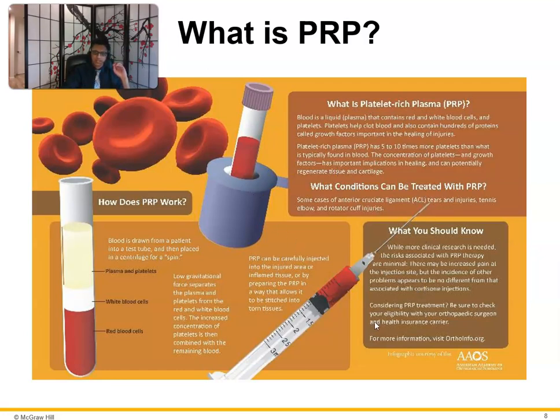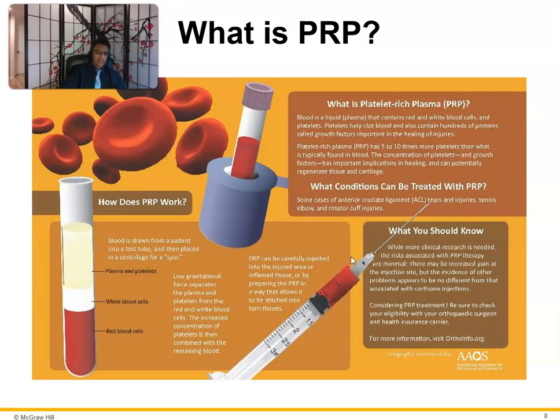So what they do is they take your own blood, they centrifuge it, and they separate the plasma and the platelets. Blood is drawn from the patient and then placed into the centrifuge for a spin. And this part is what they'll inject back into the elbow or the knee. The whole theory behind it is, if the PRP has 5 to 10 times more platelets than what is typically found, the concentration of platelets and growth factors may be important in healing and can potentially regenerate tissue and cartilage. So you can give it a shot, right?